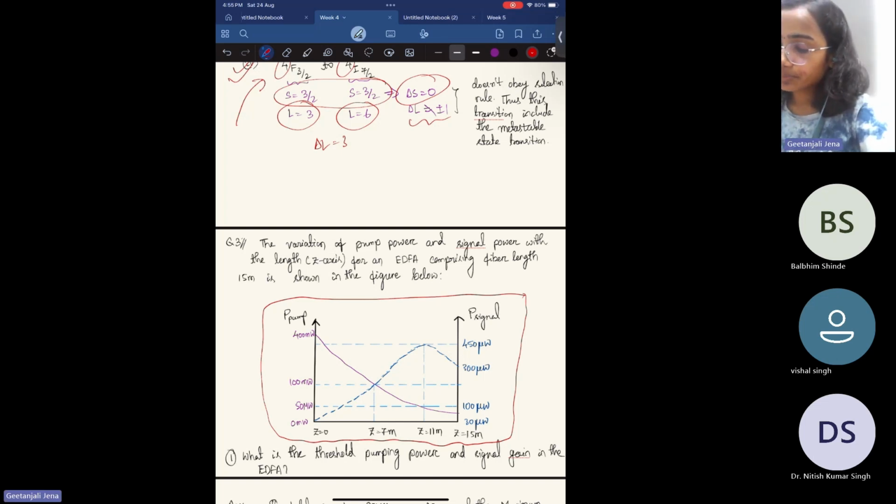The question says: the variation of pump power and signal power with length, which is along the z-axis, for an EDFA comprising a fiber length of 15 meter. So there is a variation of pump power and signal power along this 15 meter length of EDFA, shown in this figure. Now the question is asking about the threshold pumping power and the signal gain in the EDFA.